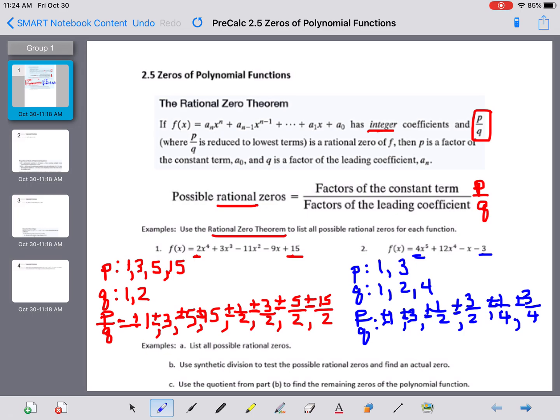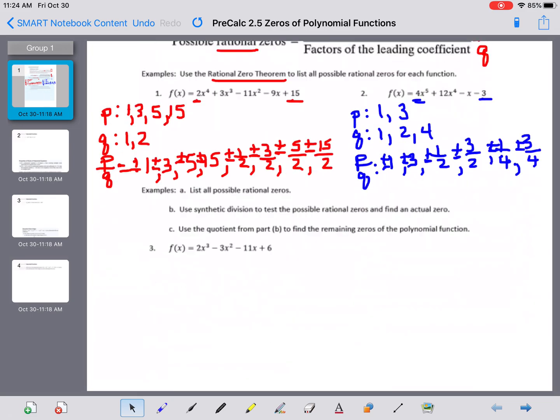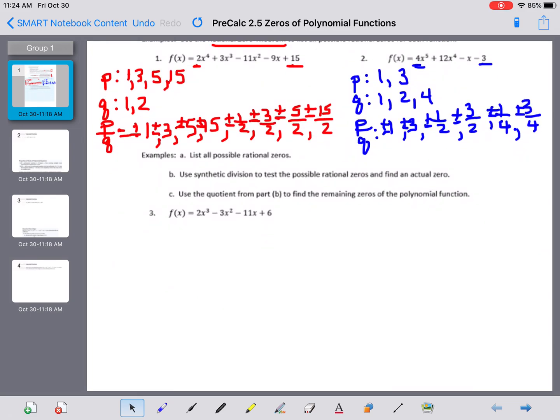And as we go through here, now we're going to use this to keep guiding us so we can actually find those zeros. All right. So what we're doing here this time is we're going to list all the possible rational zeros. Then we're going to use synthetic division to test to see which one actually works, and use the quotient from part B to find the remaining zeros.